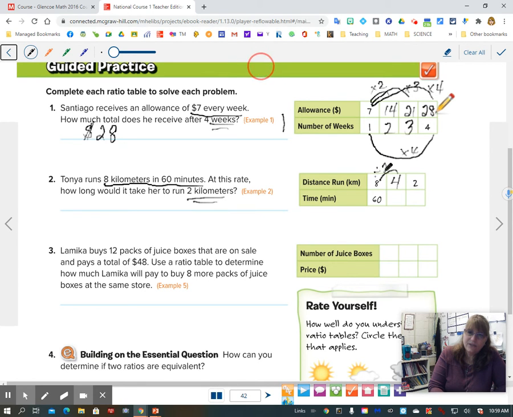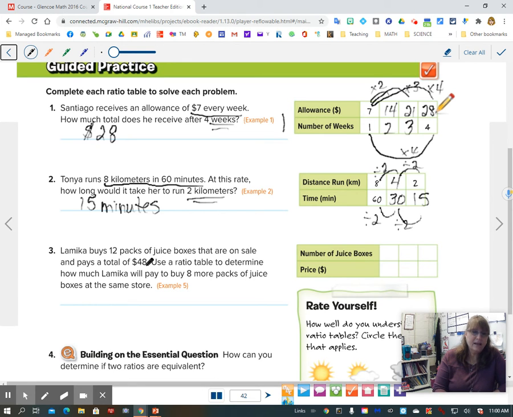So 8 divided by 2 is 4. 60 divided by 2, half of 60, is 30. Then 4 divided by 2 is 2. 30 divided by 2, or half of 30, is 15. So that's pretty easy to do in your head if you break it down like that. So how long would it take her to run 2 kilometers? 15 minutes. Make sure you put your labels on these.